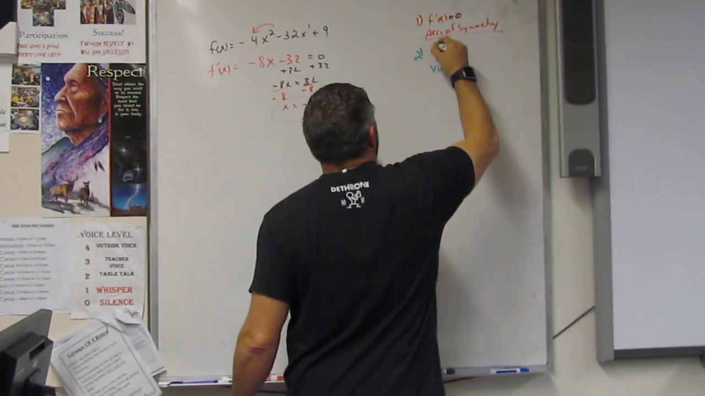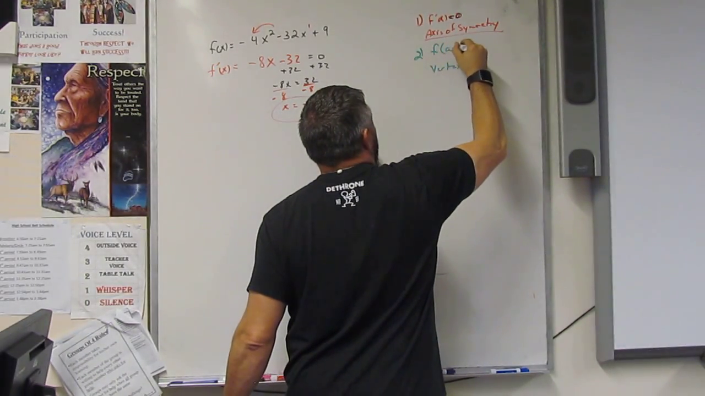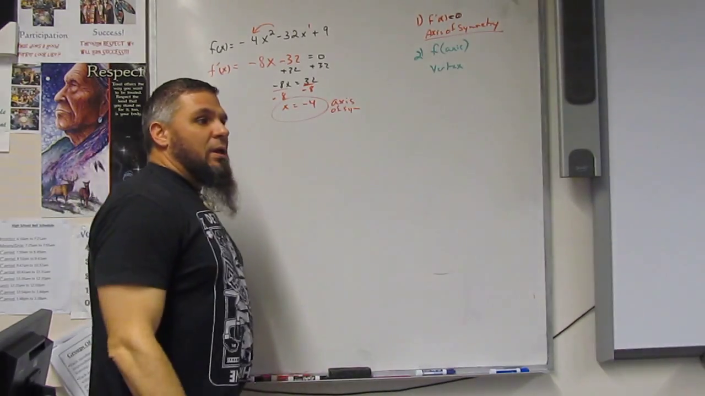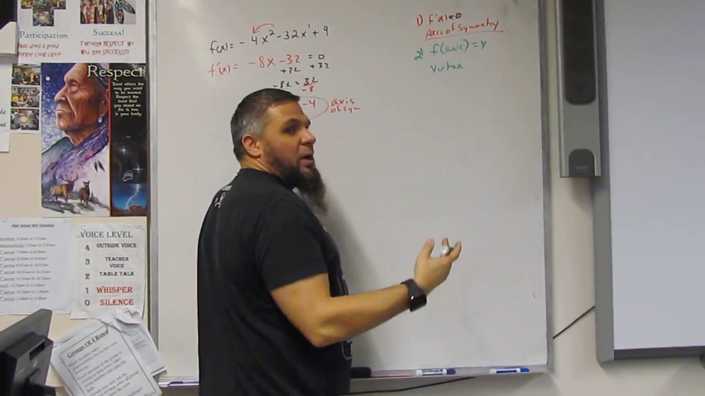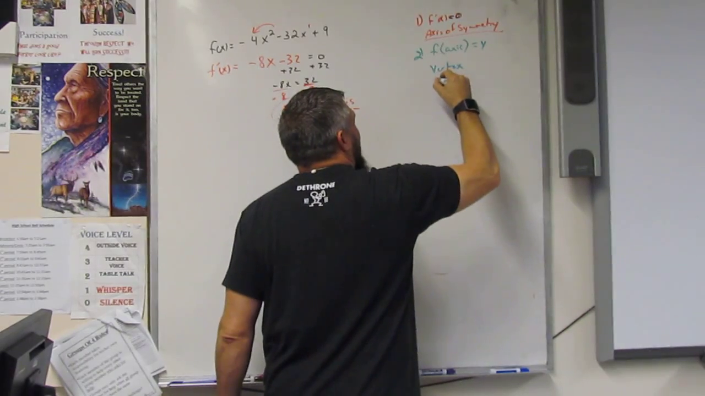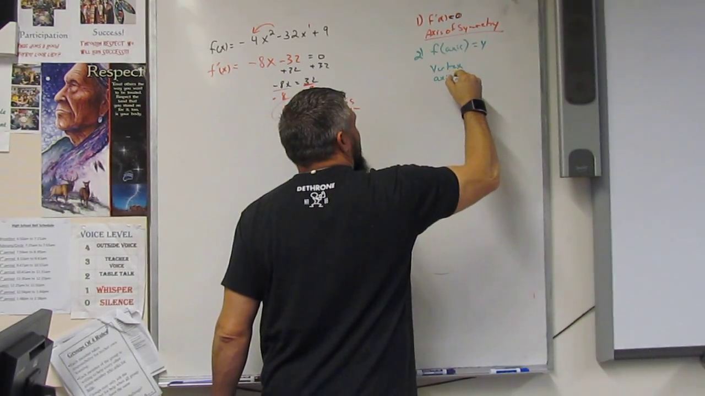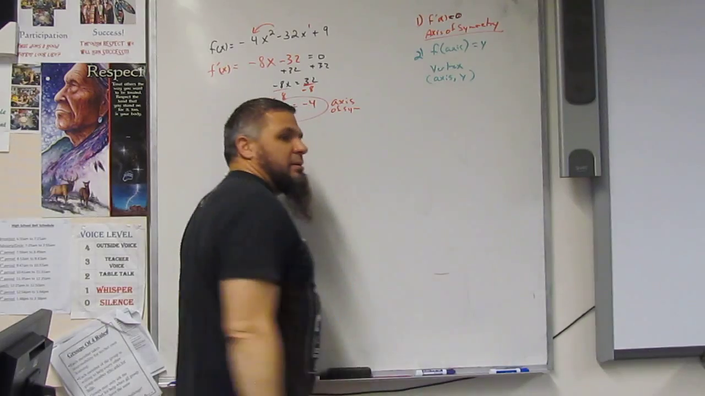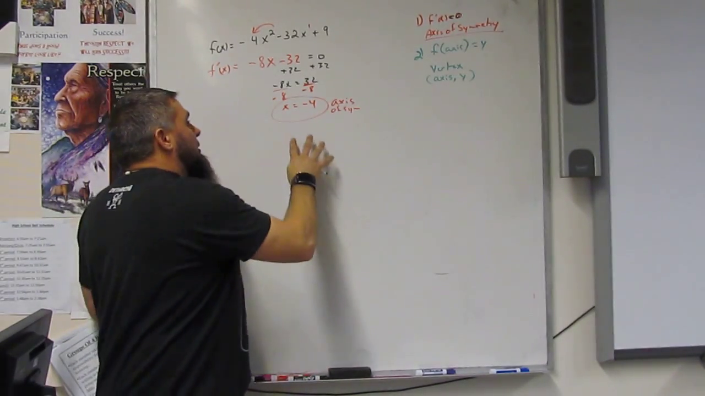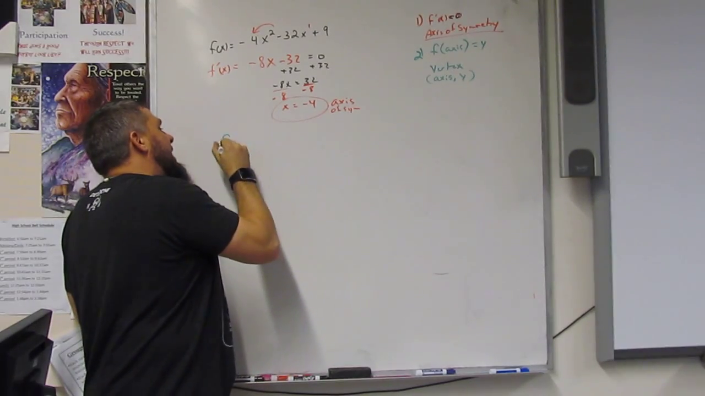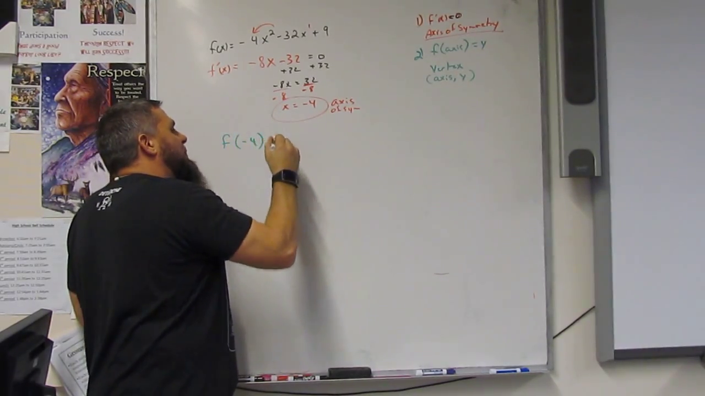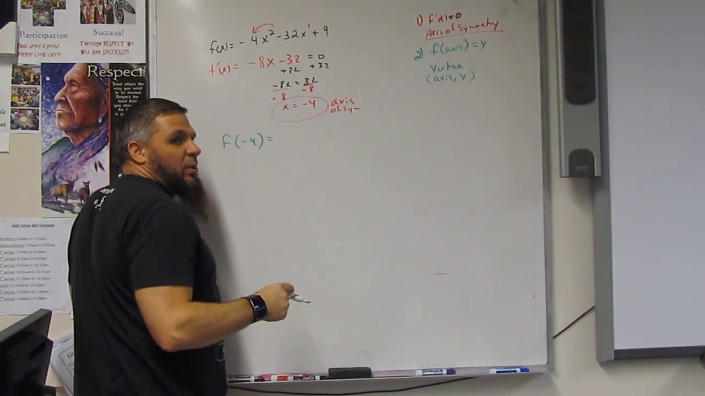Plug it in. You're plugging in the axis, and that will equal the new y. So what you're going to have for the vertex is the axis and the y. Alright, so I plug this in. F of negative 4. How do I plug that in? What's my function?